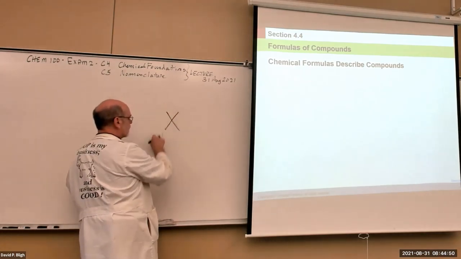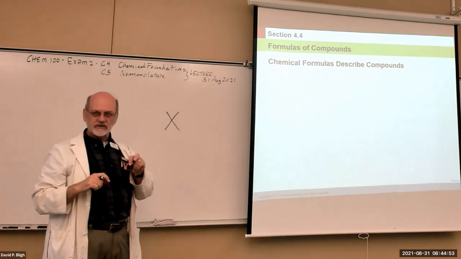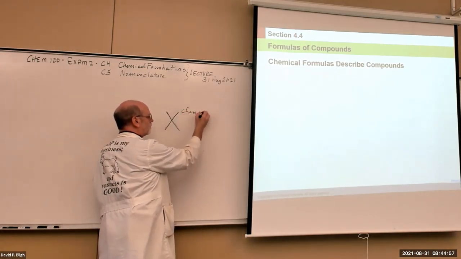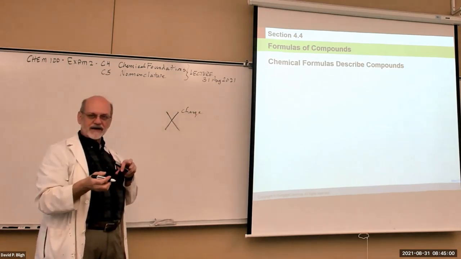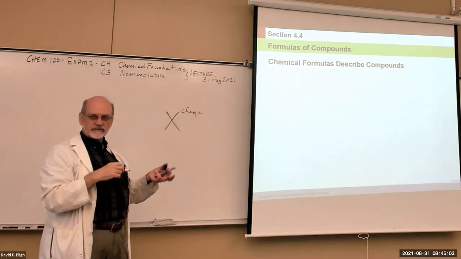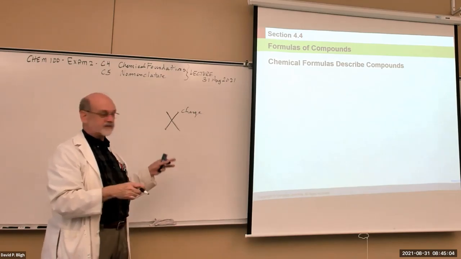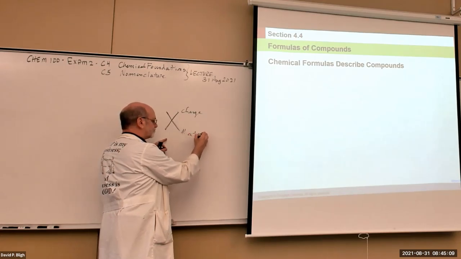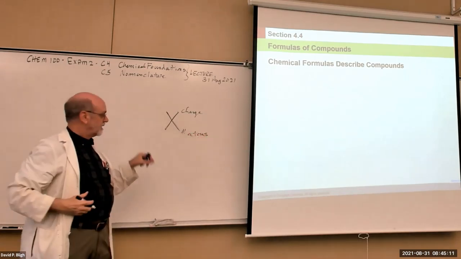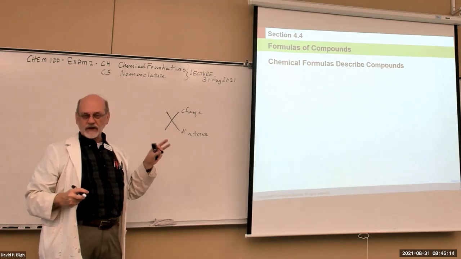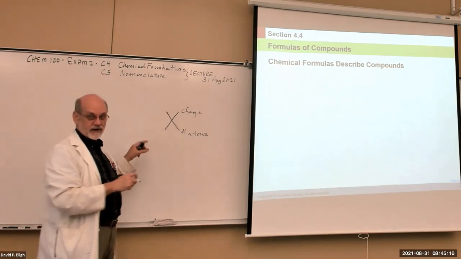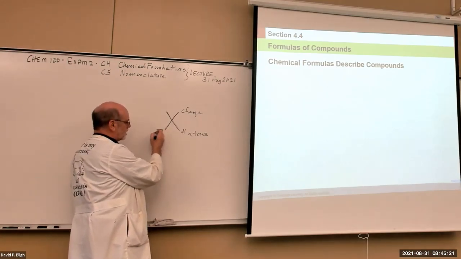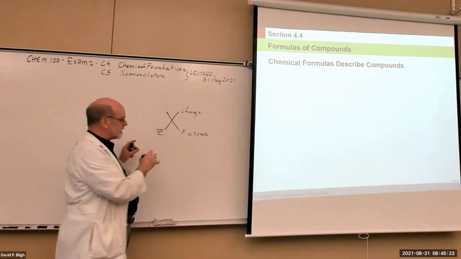There are four positions here that are reserved for information. This position is reserved for charge. So you say plus, minus, 2 plus, 2 minus, 3 plus, 3 minus, whatever the case may be. This one is for the number of atoms. This side is for topics that we haven't covered yet, but I'm going to give them to you anyway right now. Just keep that in the back of your mind. This, designated Z, is the atomic number.